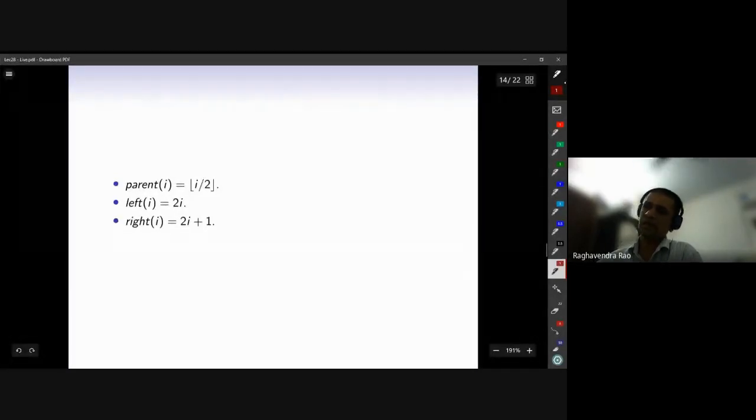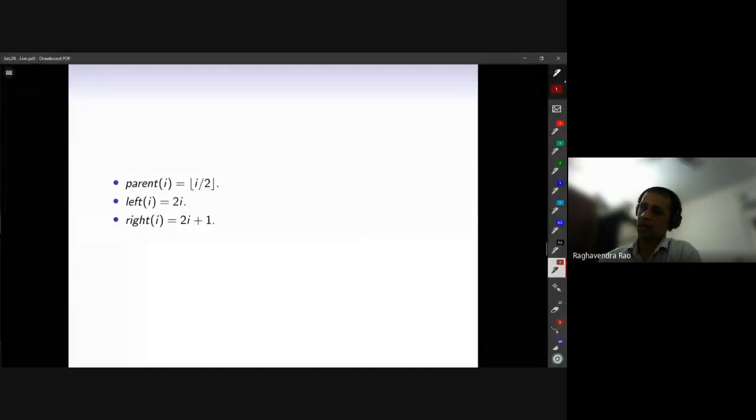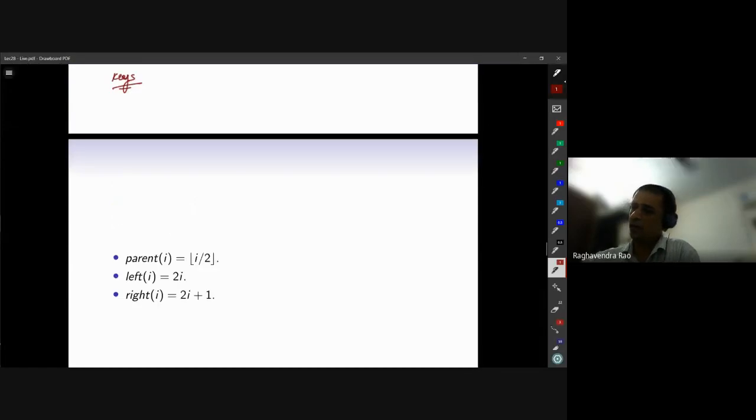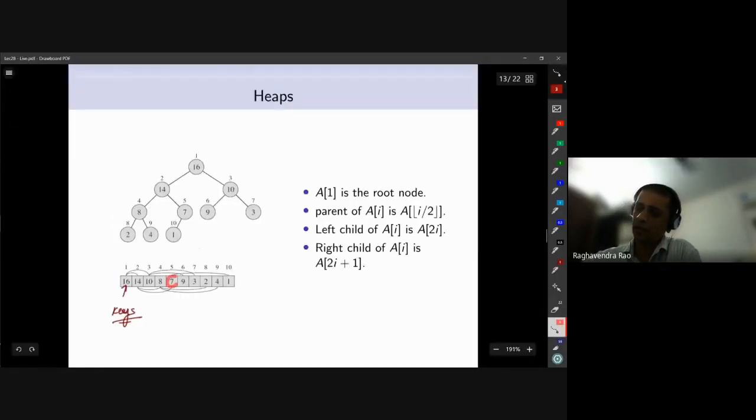So we'll just see these relations as functions. Parent of i is i by 2 with the floor. If you take any node, how do you know the parent of that node in the tree? What is the parent of the fifth element, which has a key value 7? Here is the formula: parent of the ith node, i is 5. You divide by 2, take the floor. 5 by 2 is 2.5, take the floor, which is 2. So parent of 5 should be 2.